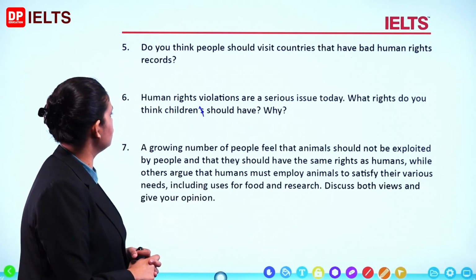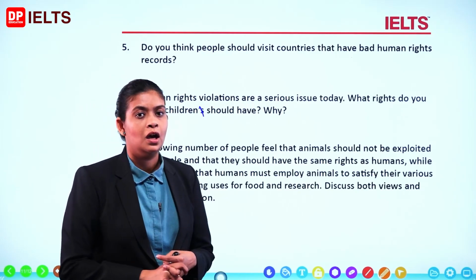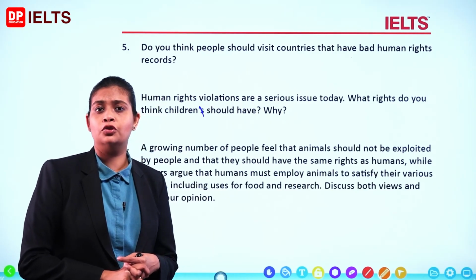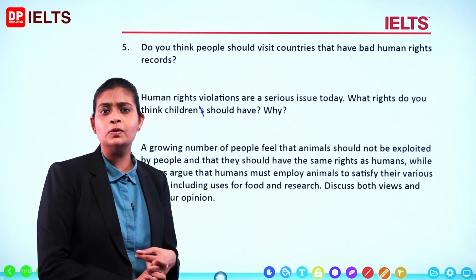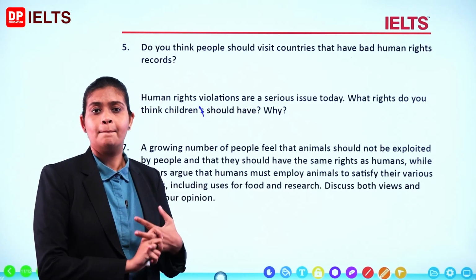What rights do you think children should have? Why? I think children should have the right to choose. Parents should not push them, because mostly in Sri Lanka, what happens is parents push them.